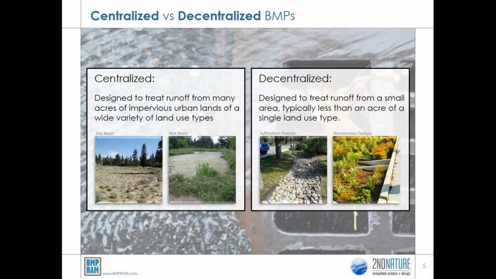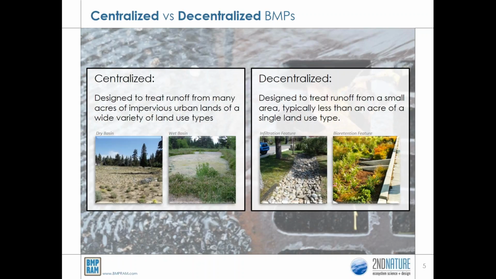BMP RAM groups BMP types into two categories, centralized and decentralized BMPs, and determining the type of any structural BMP is a critical first step of the BMP RAM user. Centralized BMPs are typically larger and designed to treat stormwater generated from drainages that may be many acres in size and include a mixture of urban land use types. Decentralized BMPs are commonly designed and installed to reduce runoff from smaller drainage areas of a single land use type, such as a commercial parking lot or multifamily residential roof.